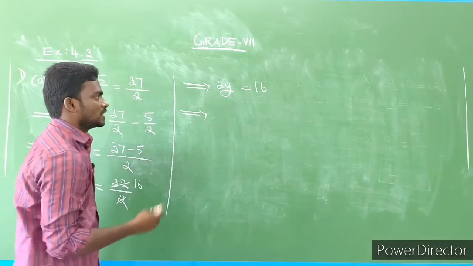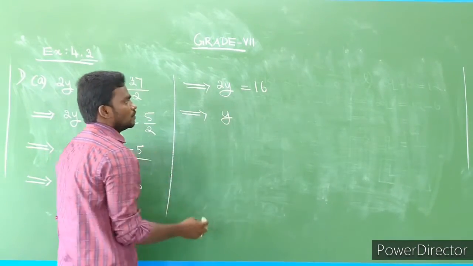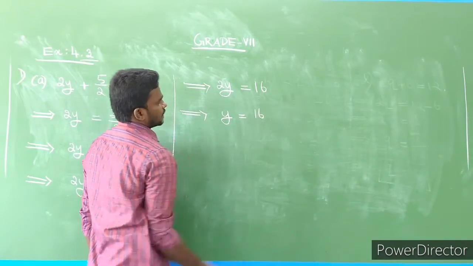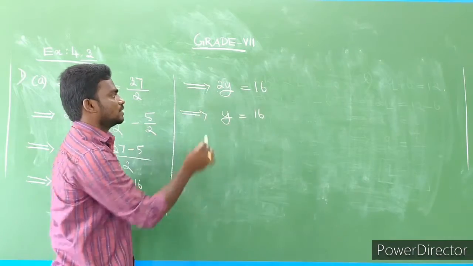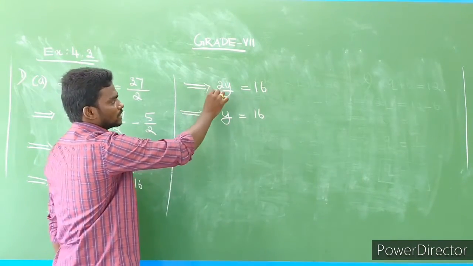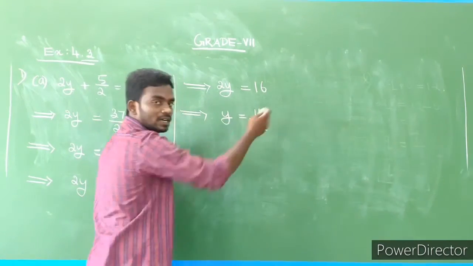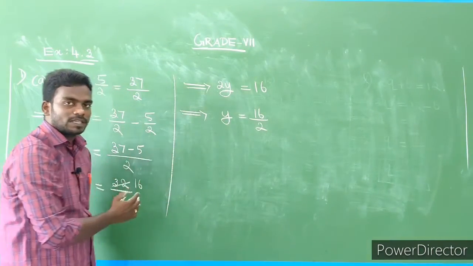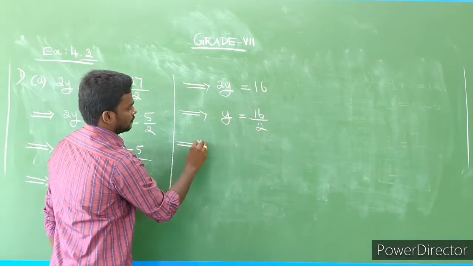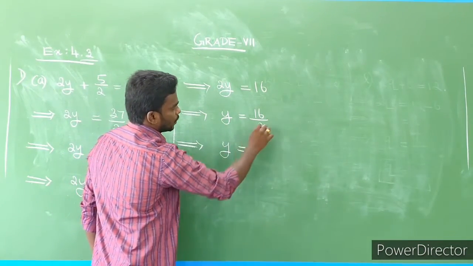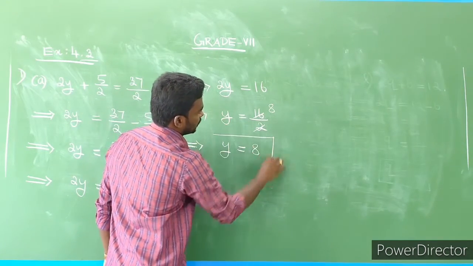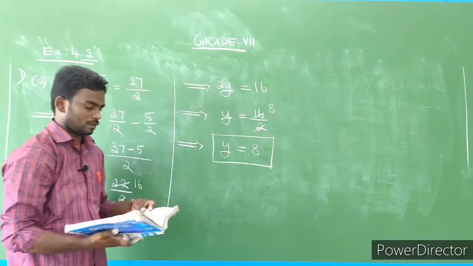Implies that now we keep the variable y in the left side, which is equal to 16 in the right side, and 2 is multiplication in the left side. 2y means 2 multiplied by y. So this 2 is transposing to division to the right side. Implies that y is equal to 1 2s are 2, 8 2s are 16. So what is the value of y? The value of y is 8.